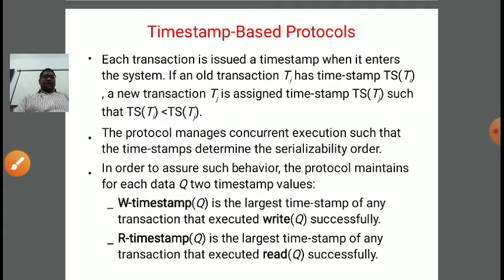Now the protocol manages concurrent execution such that the timestamp determines the serializability order. In order to ensure such behavior, the protocol maintains for each data item Q two timestamp values. The database needs to maintain two timestamp values for a particular data item Q. First is called the write timestamp of that data item, and second is the read timestamp of that data item Q.